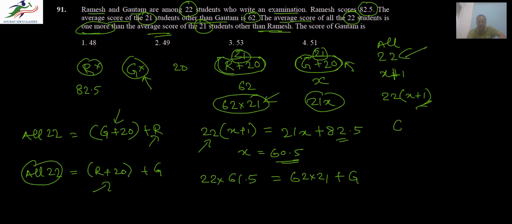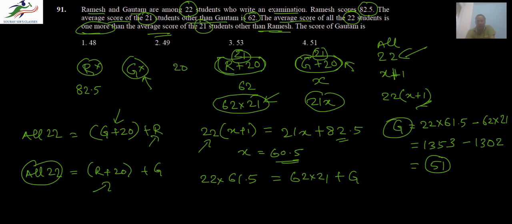So the score of Gautam is 22 into 61.5 minus 62 into 21. So this comes out to be 1353, and this one comes out to be 1302. So the difference is 51, which is the score of Gautam. And we see in option 4, we have 51, which is the correct answer.